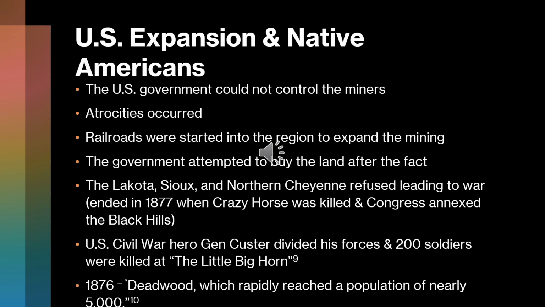The Lakota and the Sioux, Northern Cheyenne, refused to sell the land, right? And it created a war. Crazy Horse was one of the leaders of that war against the United States. And he was later killed, and General Custer was later killed, and afterwards Congress annexed the land of the Black Hills, regardless of the previous treaty.